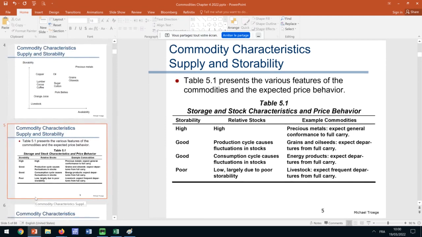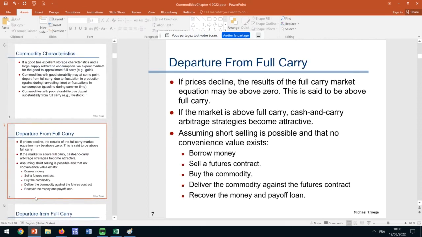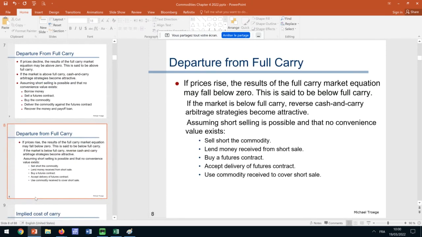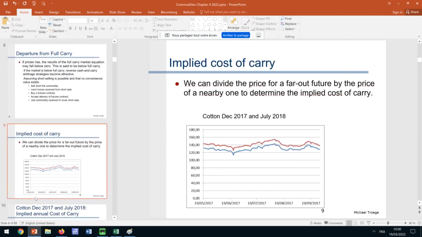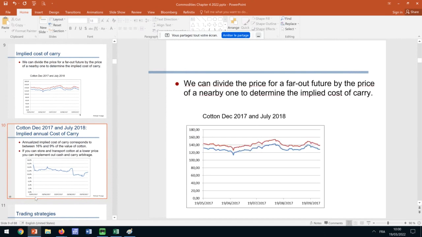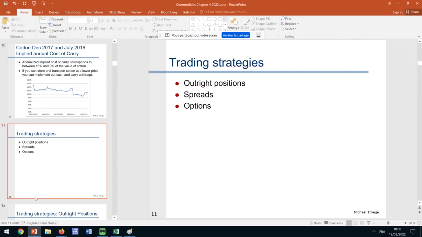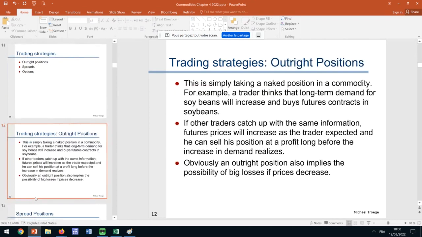Now, all of this is pretty obvious, so let's just jump right away. This is something we've already done. The implied cost of carry, which you compare with your real cost of storage and financing, will let you figure out whether cash and carry operations are profitable. So let's right away look into the trading strategies that we can implement.